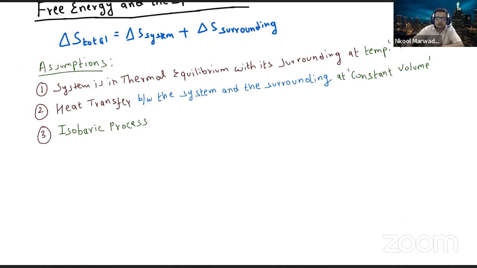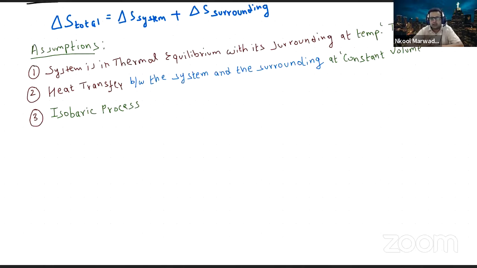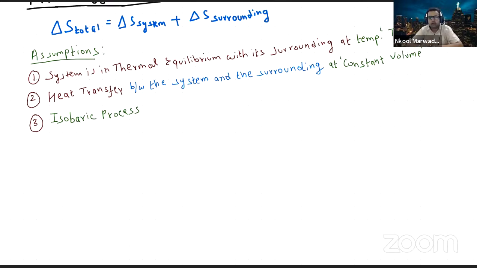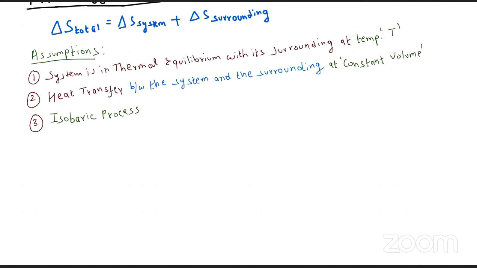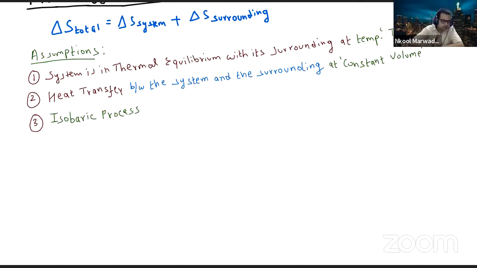Now we will do some mathematics, some derivations. So we have a system and a surrounding and a thermodynamic process is taking place, and these are some assumptions for that process. Now we have already seen one very famous inequality, the Clausius inequality, that I will write once again.